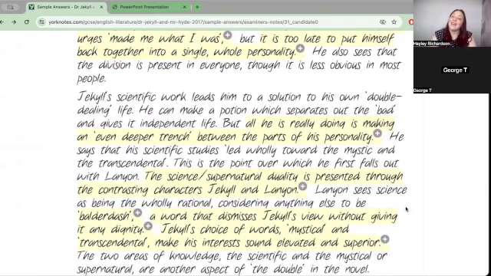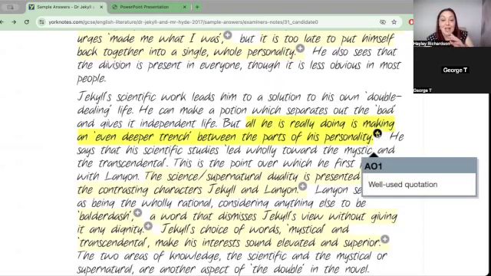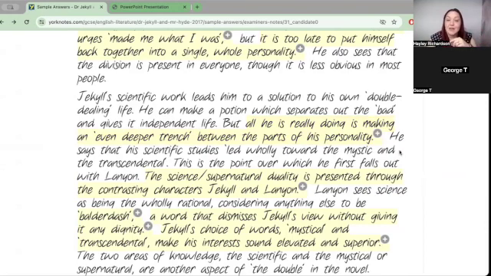What a brilliant embedded quote there. If you took away the speech marks, you would not know that that was a quote in there. It sounds like a full sentence that exists in its own right. But all he is really doing is making an even deeper trench between the parts of his personality. It just sounds like a sentence, and yet there's a quote in there. And that is the absolute, there you go, well-used quotation, the most brilliant way of embedding one when it just sounds and flows like that.